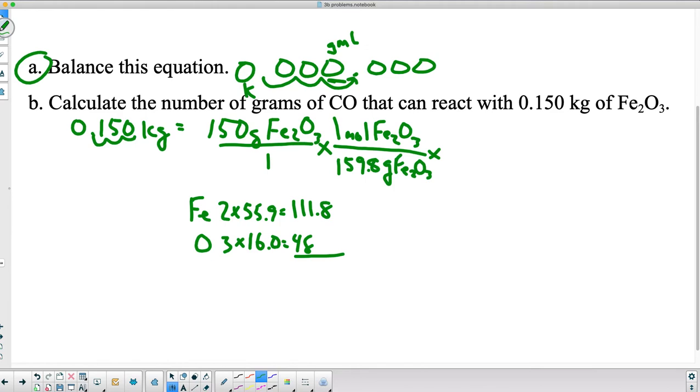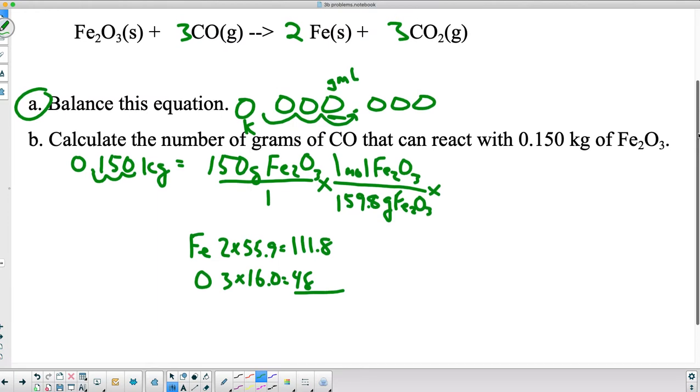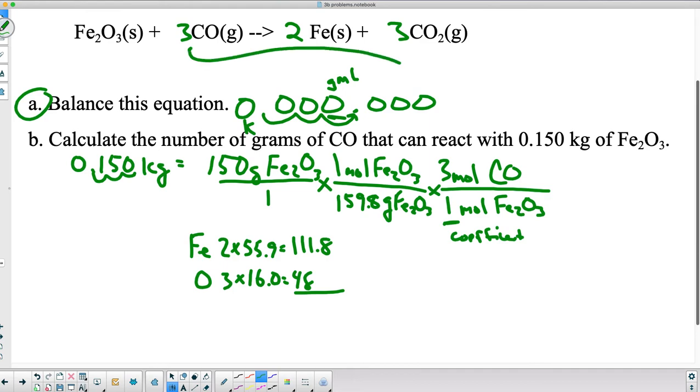So now I have moles of, and look what I'm going to need. I'm going to need the balanced equation, so I'll keep it right there. Now I'm looking for CO, which means that here I have 1 mole of Fe2O3 because the 1 mole is the coefficient in front of Fe2O3, and 3 moles is the coefficient in front of, just like that, of CO.